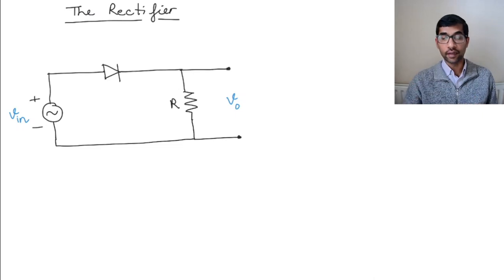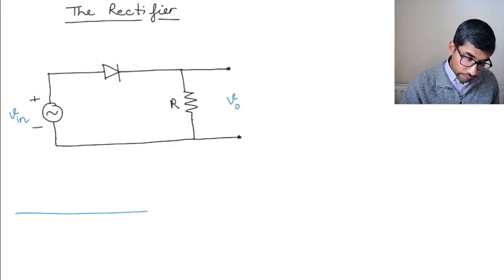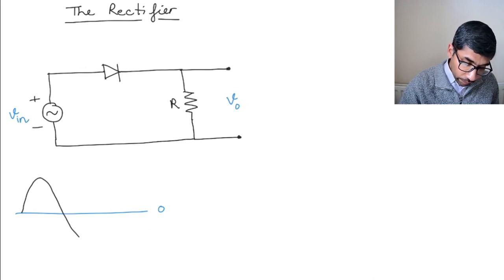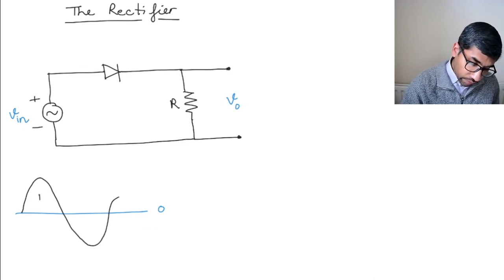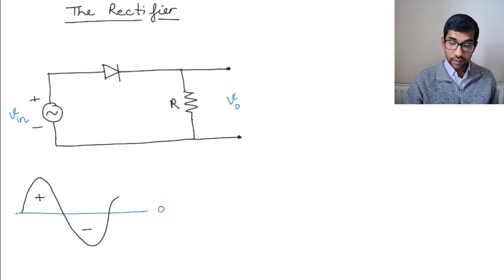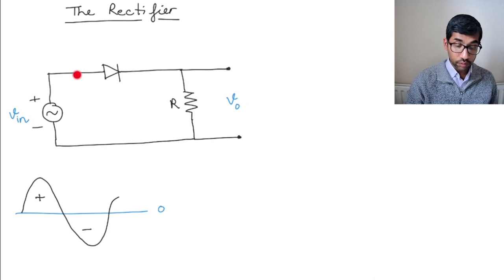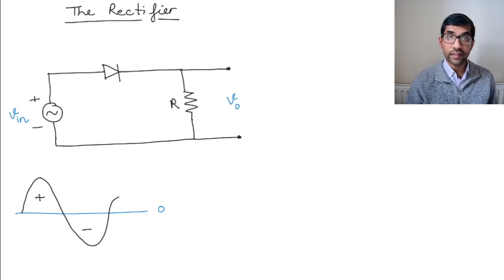It's like an AC signal, and if I call this the zero volts, the signal has a positive cycle and a negative cycle. So this is the positive cycle and this is the negative cycle. In the positive cycle, the power supply is trying to push a current through the diode in the forward direction, and therefore that current is going to flow through the diode. In the negative cycle, because the voltage here is negative, the power supply is trying to push a current in the opposite direction, in the reverse direction, and that current is not going to flow.